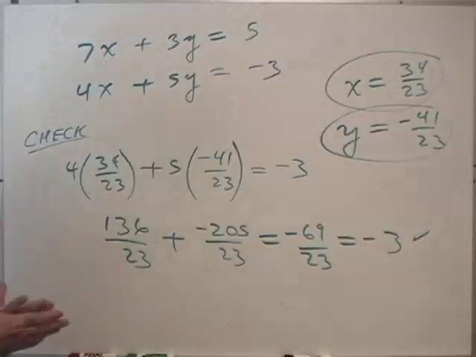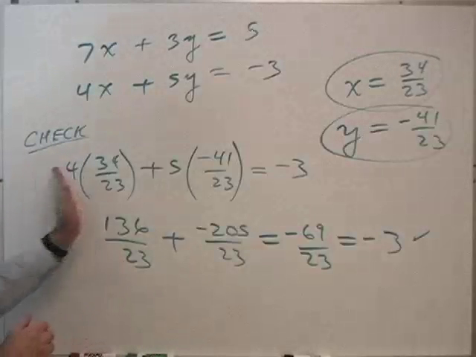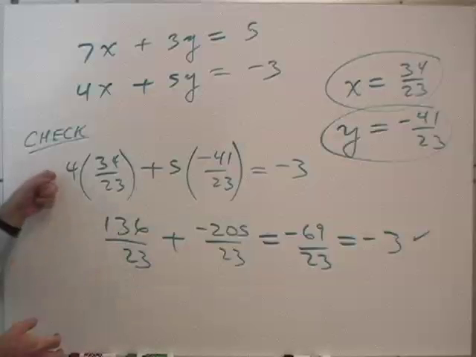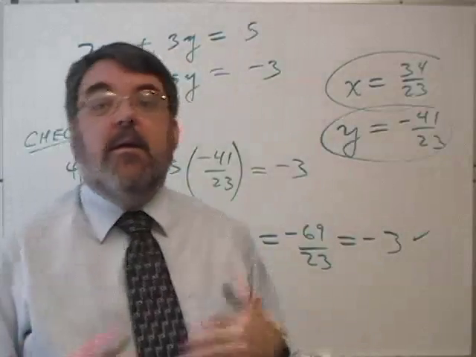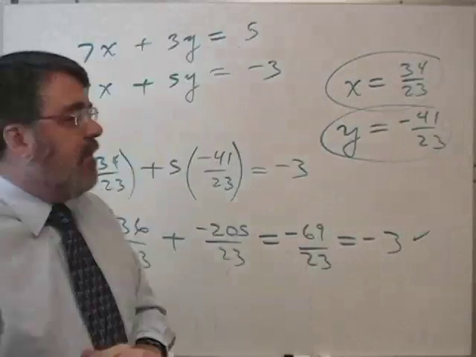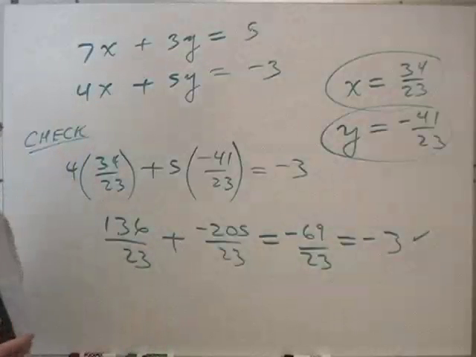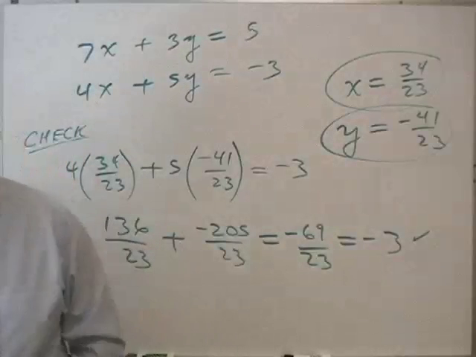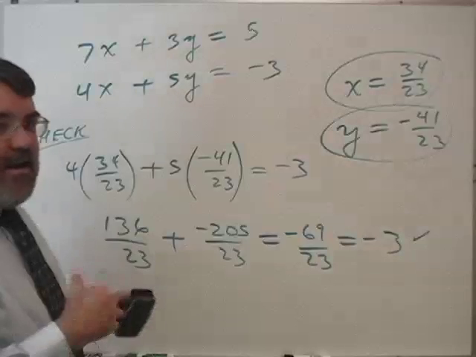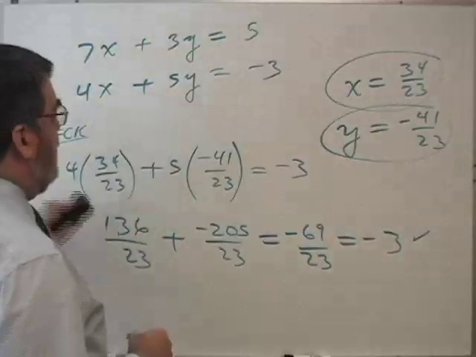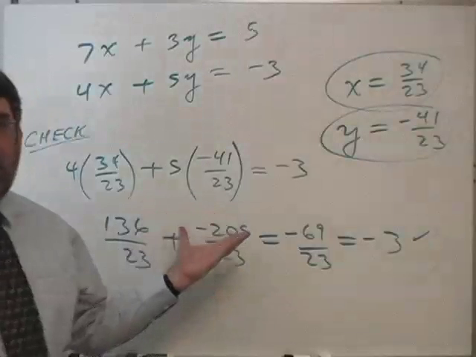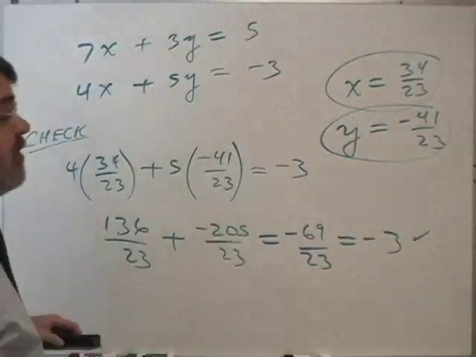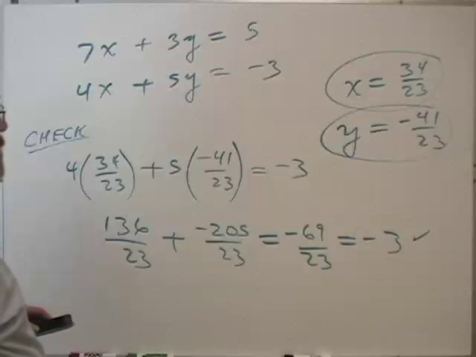If you want to check it that way using a calculator, just pretty much enter it as it's written. 4 times 34 divided by 23 plus 5 times negative 41 over 23, hit equal. So those are pretty fast to check on a calculator. You should try it and see if you can get the hang of it. I'm more old school. I don't mind the arithmetic, so I'm going to show it here with arithmetic.